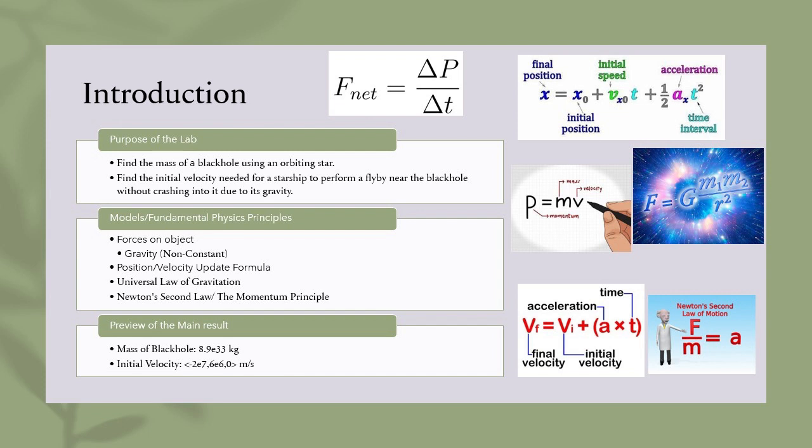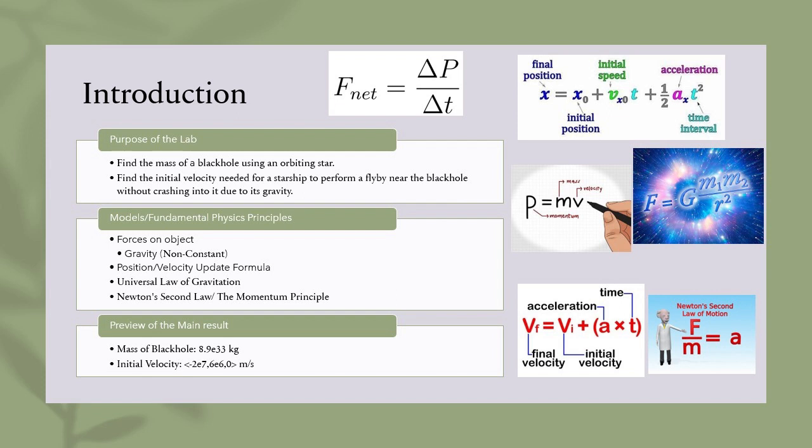This lab uses the following models and fundamental physics principles. Firstly, the force on an object is gravity, which is a non-constant force. To calculate this force, the universal law of gravitation is used. Secondly, Newton's second law, or the momentum principle, is used to calculate the effect of force on the change in velocity of the objects. Finally, the position and velocity update formula is used to update the object's velocity and position according to the other principles used. All of these principles can be seen in the equations here.